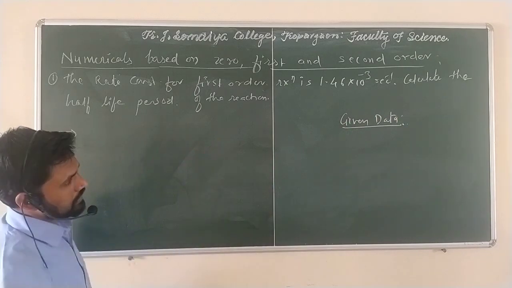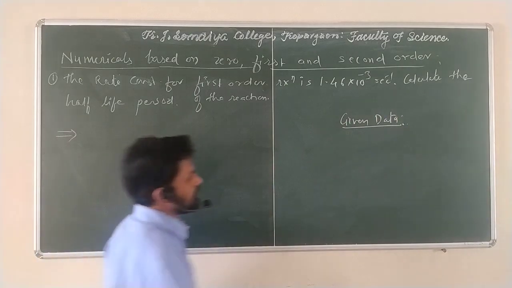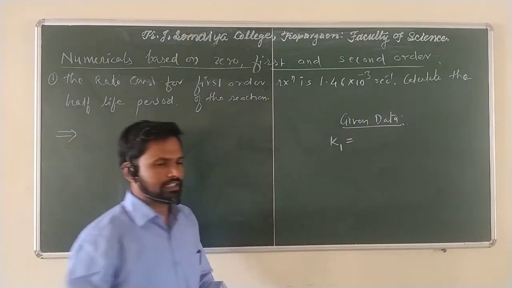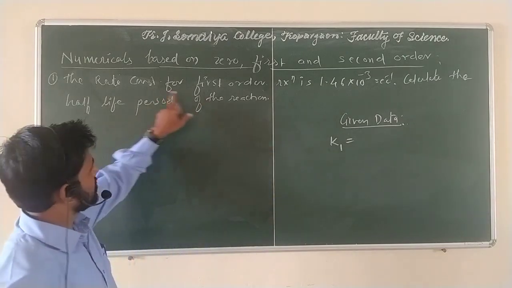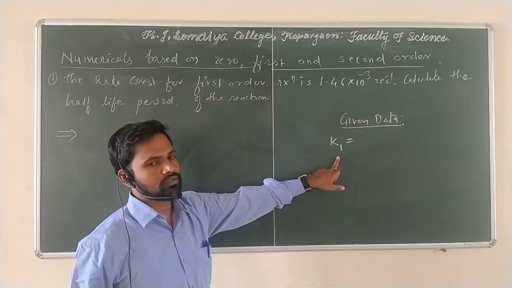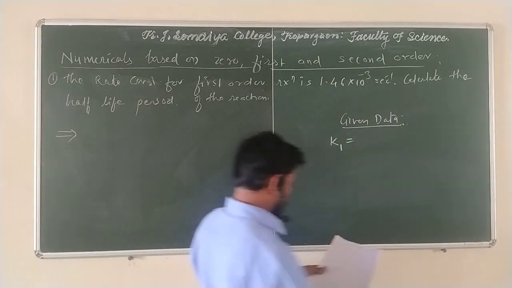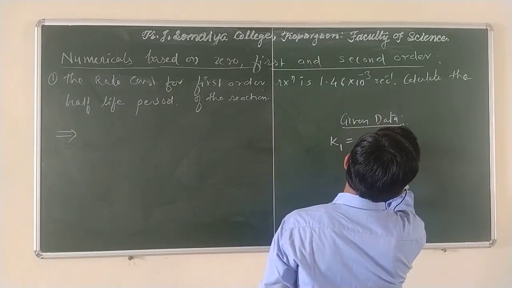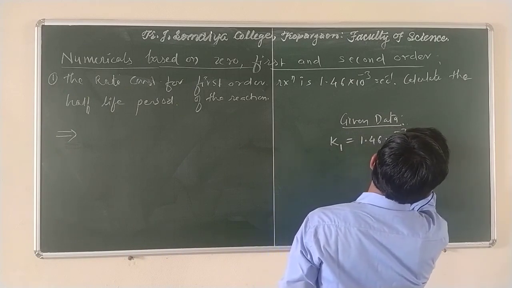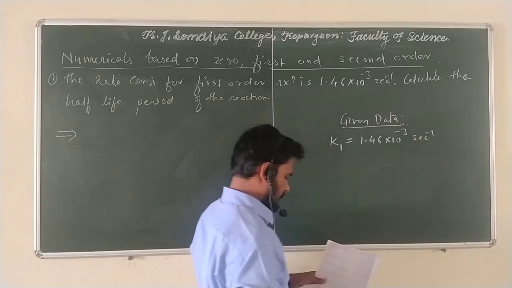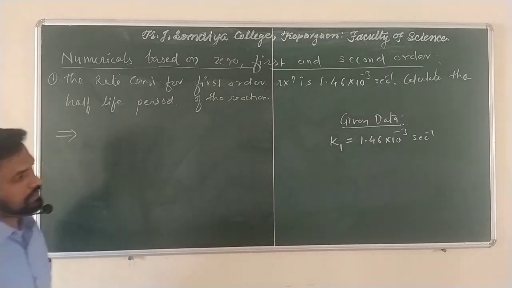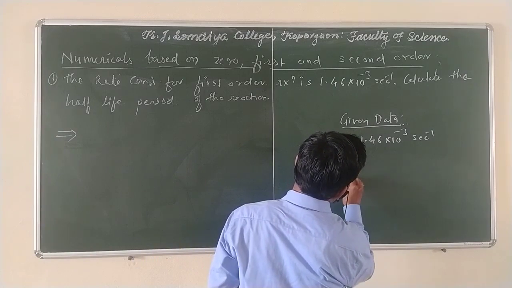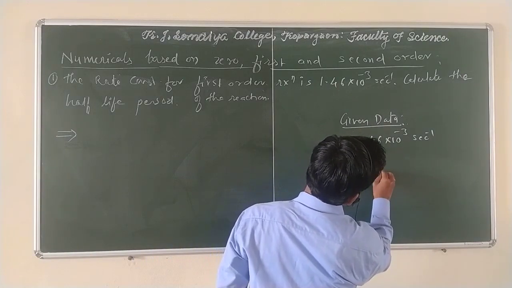Rate constant for first order reaction. See how I am denoting rate constant for first order reaction. Therefore, I am writing K1. K1 is given as 1.46 into 10 raised to minus 3 per second. This value is given. Now what we have to calculate? Very simple. We have to calculate T half, the half-life period.